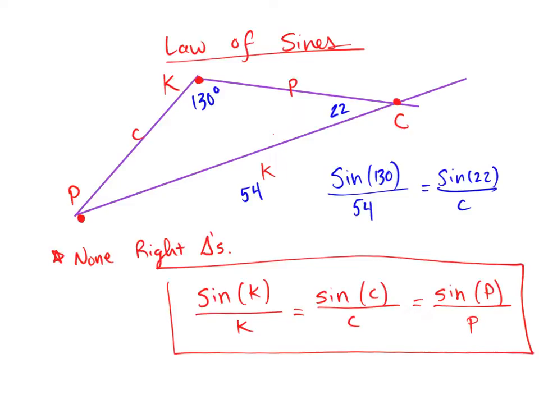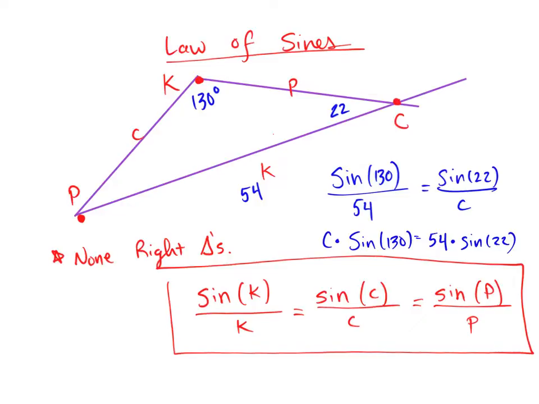7.9. So what's the setup though? If I'm showing all my work, what would this look like? C times sine of 130 is equal to sine 22 times 54. Okay, I need people who are going to follow along. I need you to type that in for me, because I definitely don't have a calculator in front of me.